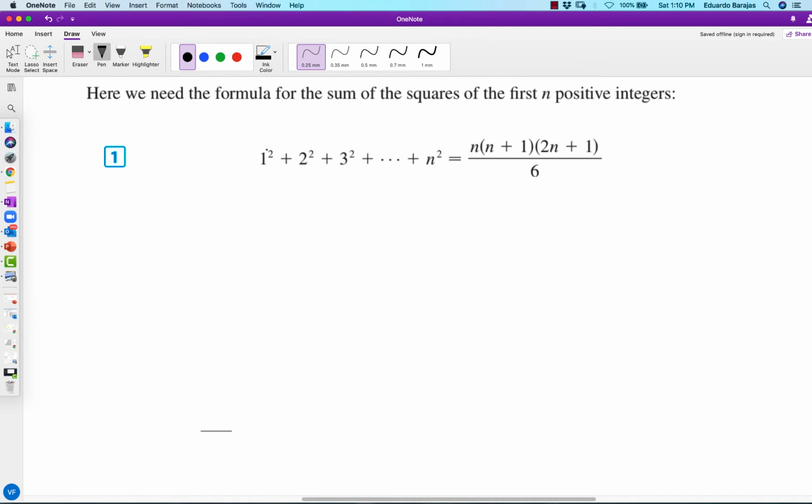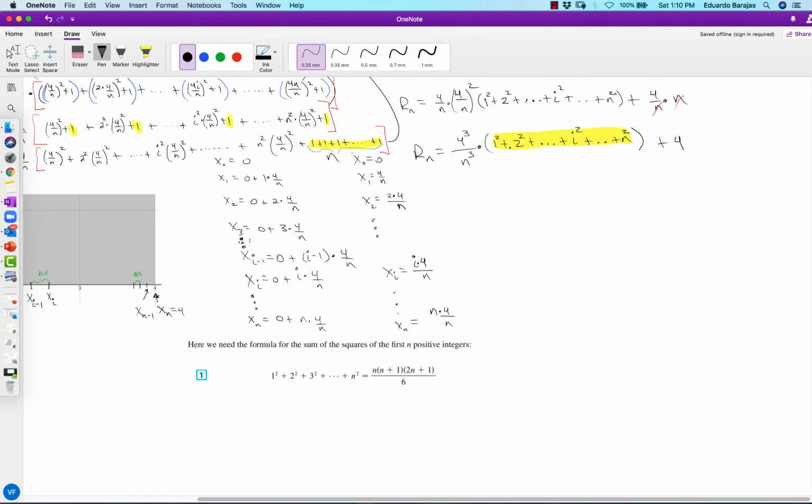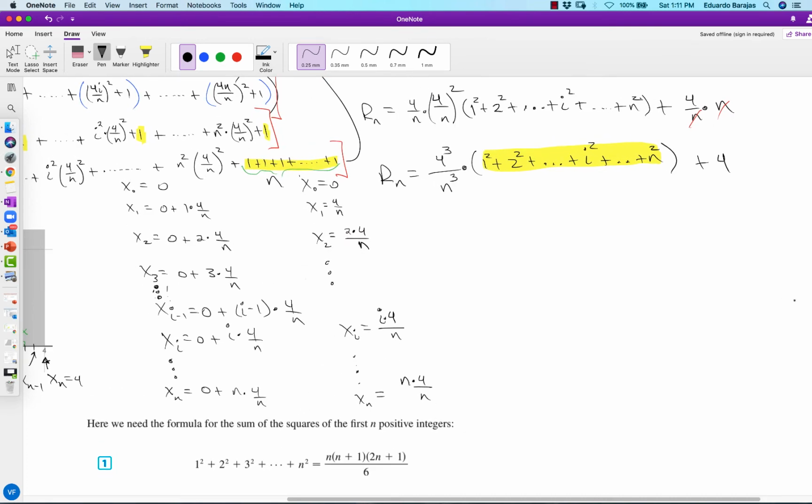Okay, so I'm going to replace this portion of it with this equation in our little statement above. So I'm going to use that and bring it up here, and this highlighted yellow part is going to be replaced by that formula. So now we have that r sub n is equal to 4 cubed over n cubed times, and now that is replaced by this formula, which is n times n plus 1 times 2n plus 1 all over 6, and then there's this plus 4 out here.